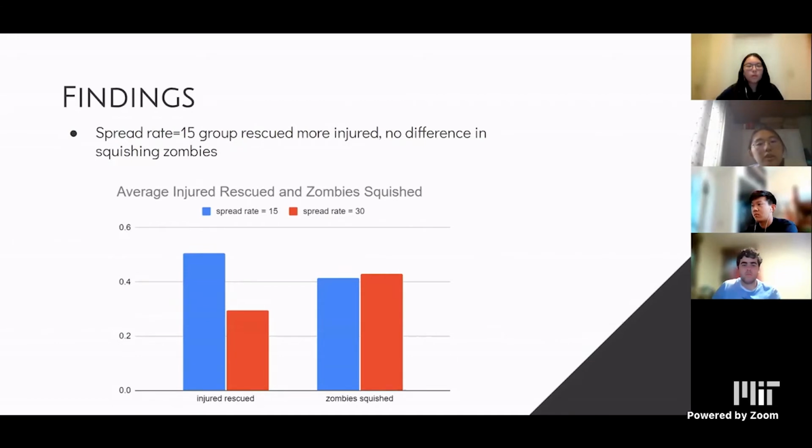Our second finding is that the spreading rate equals to 15 group, which is the group with a faster spreading rate, rescued more injured people. But there are no big differences in the percentage of zombies squished, which corresponds to our hypothesis.